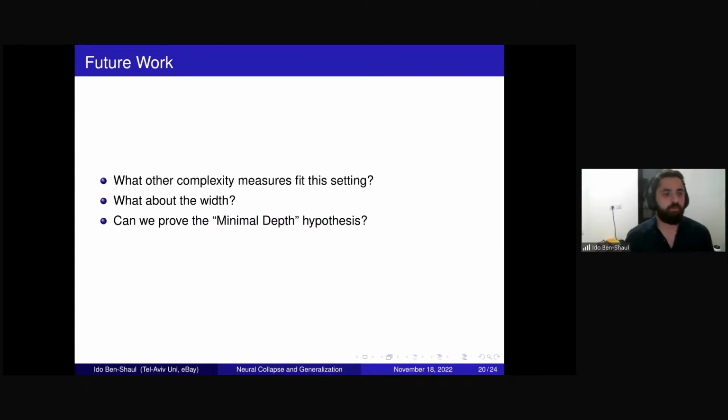Okay, so future work includes finding different complexity measures for this bound and seeing how we can approximate them. We'd like to incorporate the width and see how it interplays with this neural collapse setting. And potentially, we'd like to prove the minimal depth hypothesis and see how we can show it theoretically.